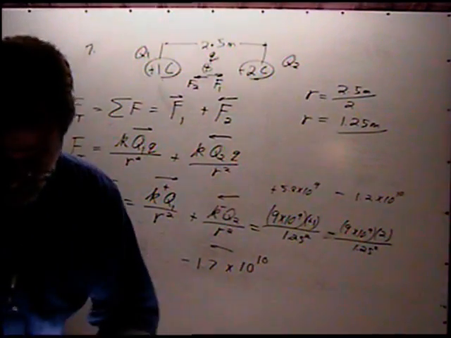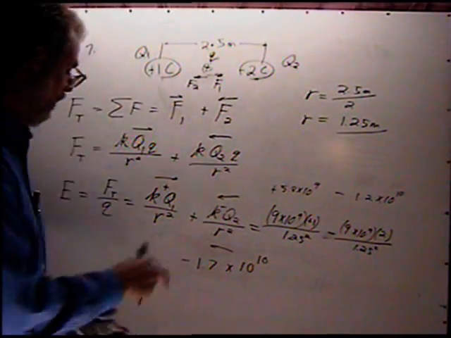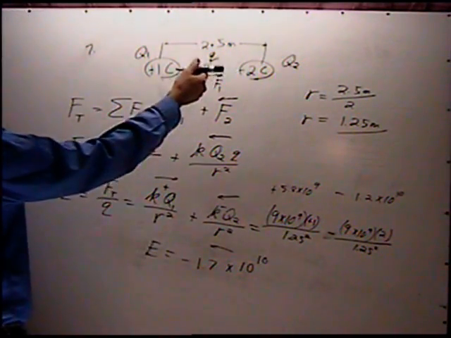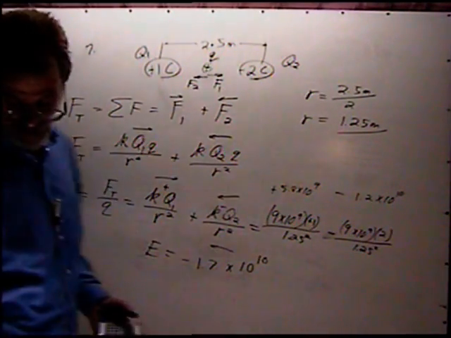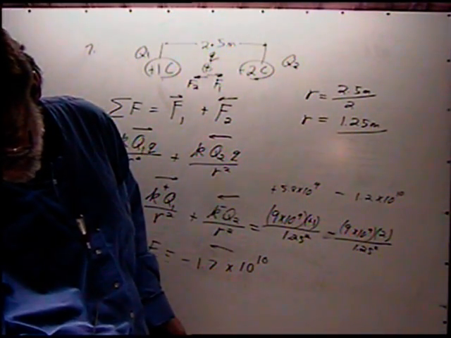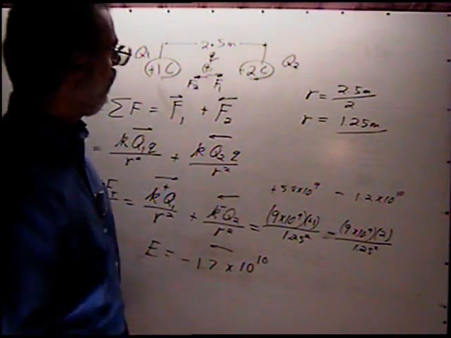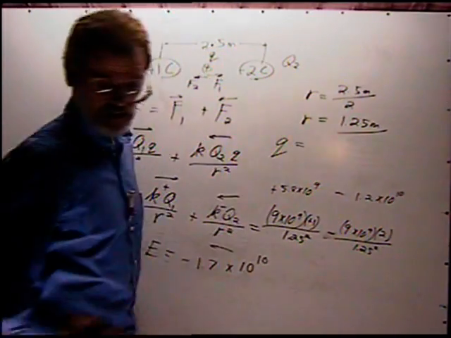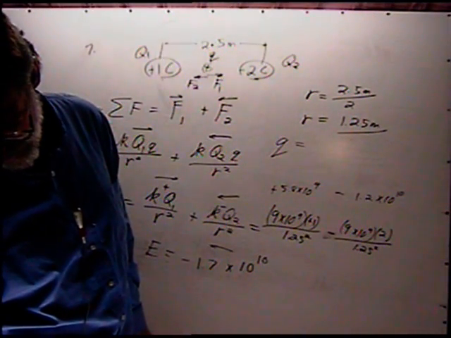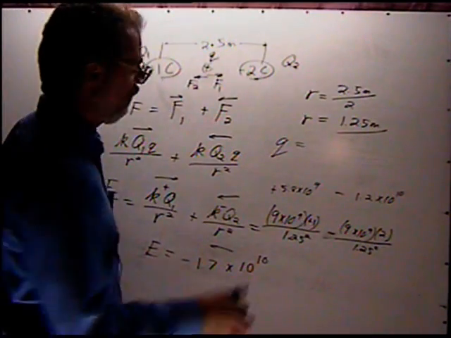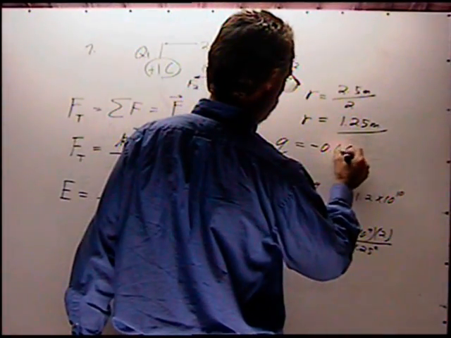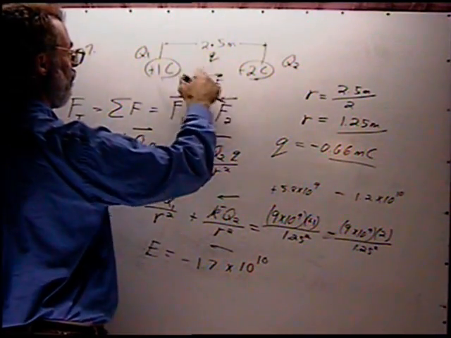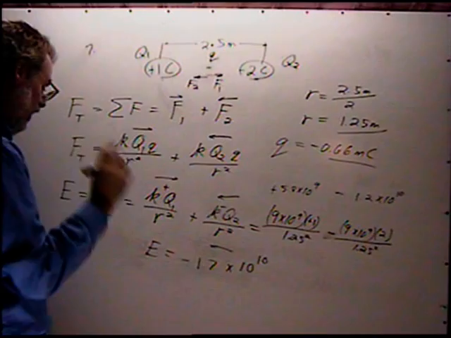So that would be the size of the electric field at that point, and it's an electric field going to the left. Now, the second part of the question is, what would the force be if I let little q be minus 0.66 millicoulombs? That is, I drop a little negative charge in here. What would the force be?